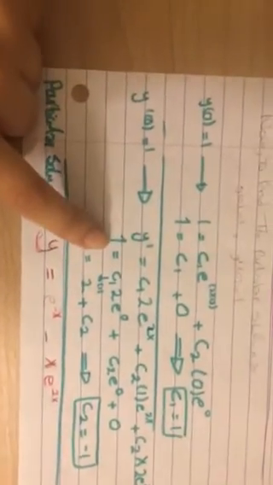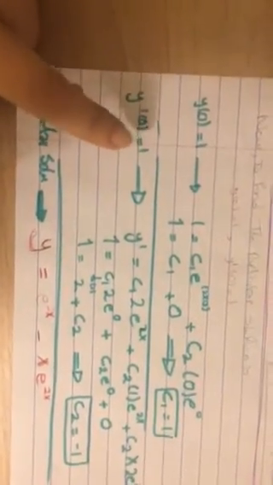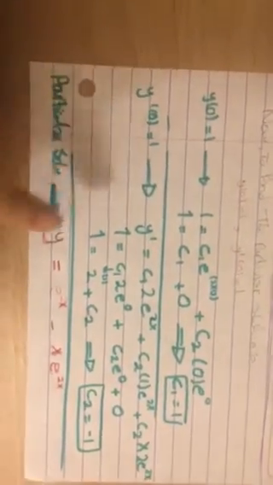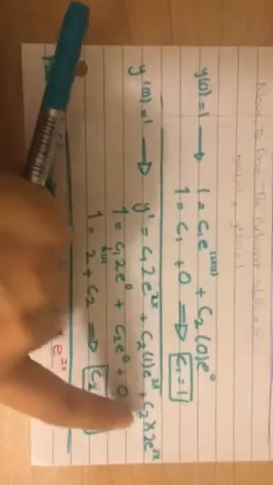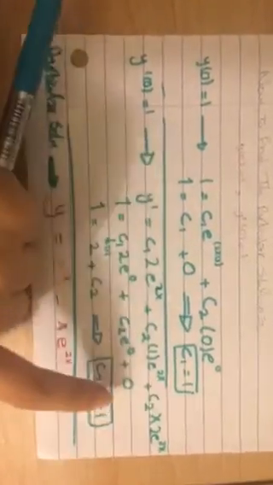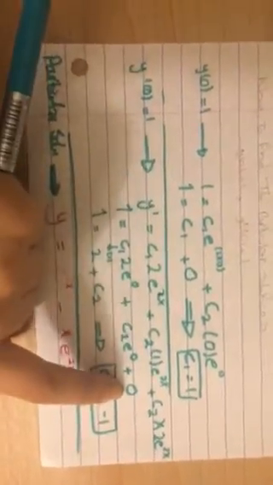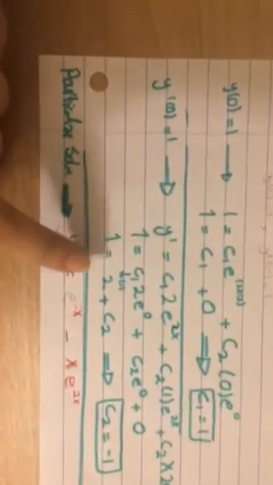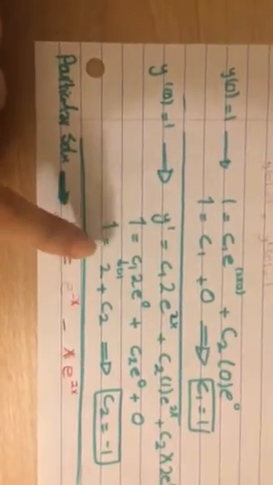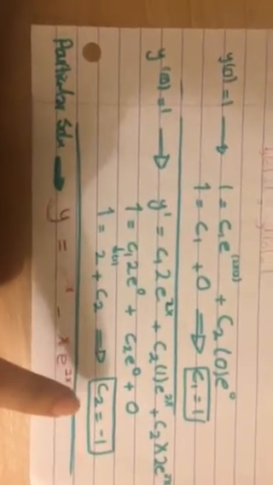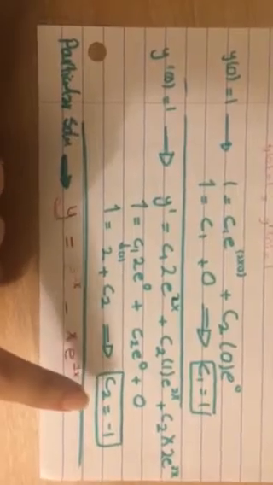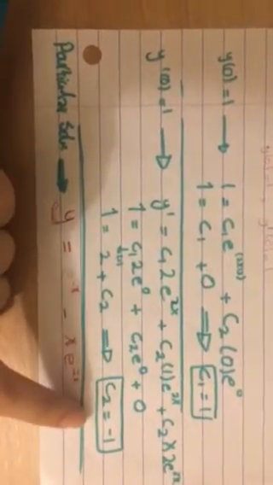Okay, so now y prime of 0 is equal to 1. So y prime should be equal to 1, and any x we should plug in with 0. So c1 times 2 e to the power of 0, plus c2 e to the power of 0, plus c2 multiplied by 0 e to the power of 0, which means 0. So 1 equals 2 plus c2, which gives me c2, the second constant, should be minus 1.